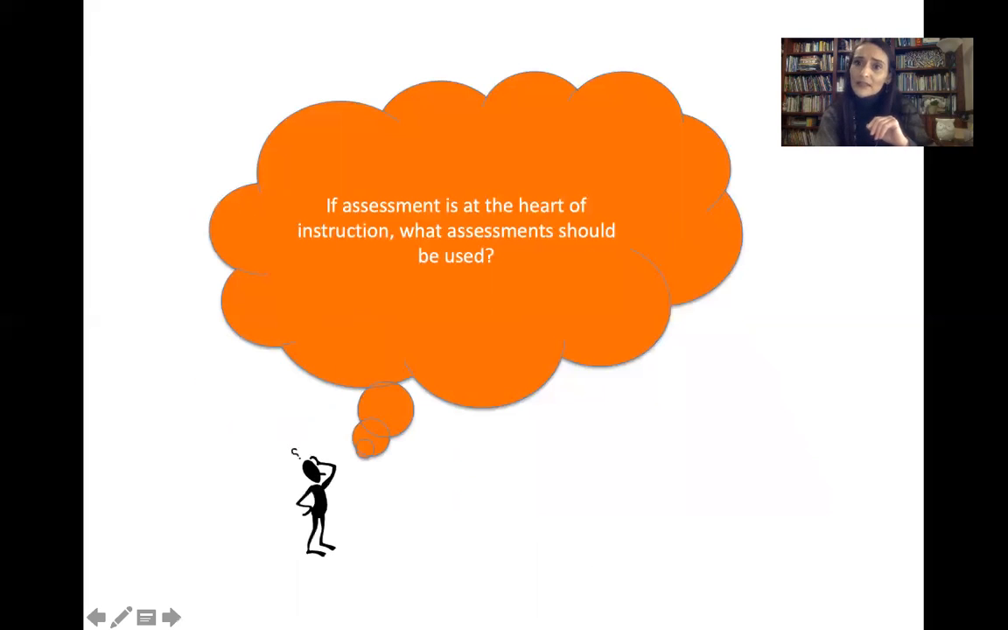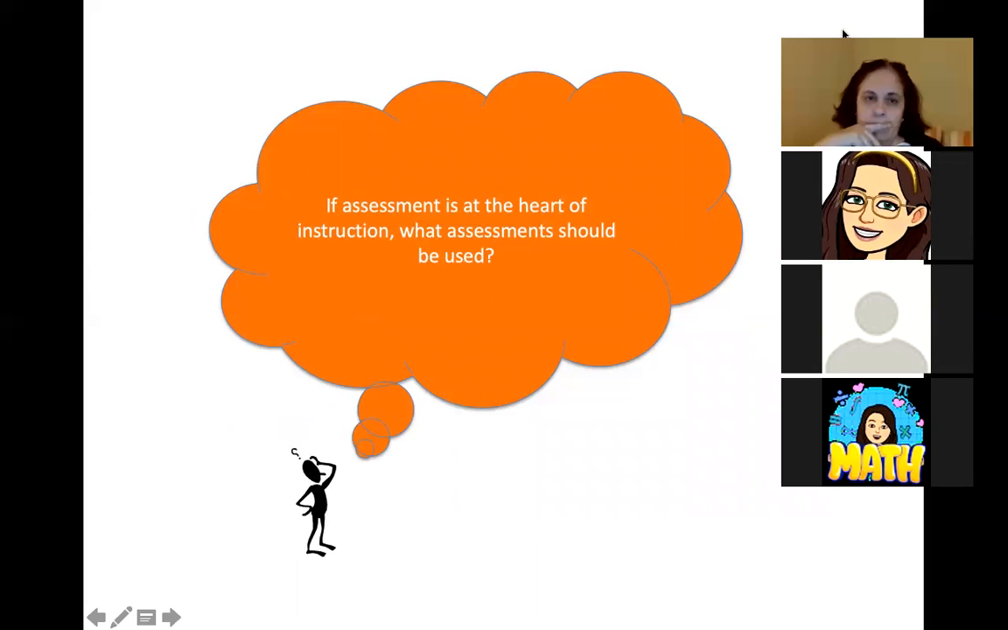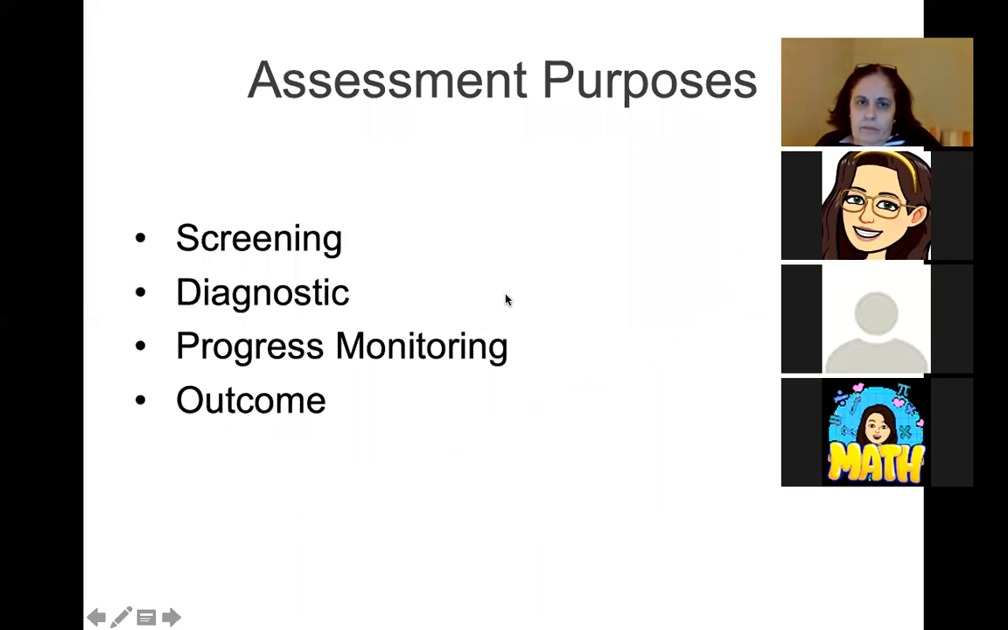So when I'm looking now into assessment, we're thinking, if assessment is at the heart of instruction, what are the purposes of assessment? During this session, we're not going to discuss formative measures, but just the purposes of assessment. In assessment, we may have screeners, this is the universal screening. You may have diagnostic, progress monitors, and outcomes.